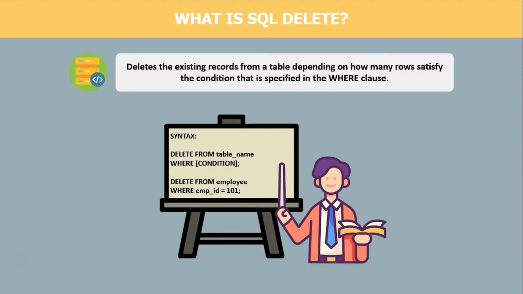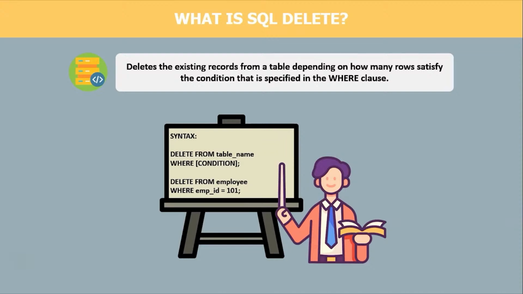So let us take an example. Let's say if I want to delete the details of the employee from the employee table whose employee ID is 101. So for that, the following syntax would be delete from employee where employee ID equals to 101. Now if you execute this query, it will delete the details of that employee who's having employee ID as 101. In this way, you can use delete statement to delete one or more rows from the existing table.